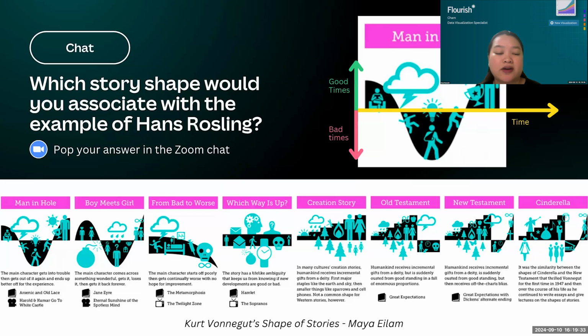So we can see here for the shape of stories that on the horizontal axis, we have the time passing. And on the y-axis, we have the good and the bad times in the story. Some of the examples that we have here, like Cinderella, a very popular kind of form. And I think we started with Man in a Hole, which is also a very common form of story writing.